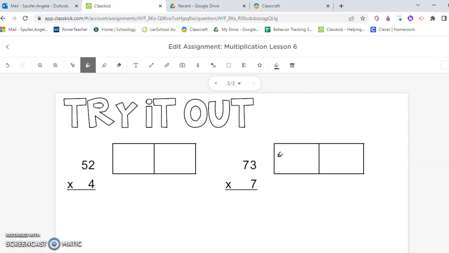Okay, I have 2 here for you to try. Go ahead and pause the video, try both of these, and then come back and see if you got them correct. All right, you should have taken the 5 and divided it into 50 plus 2.